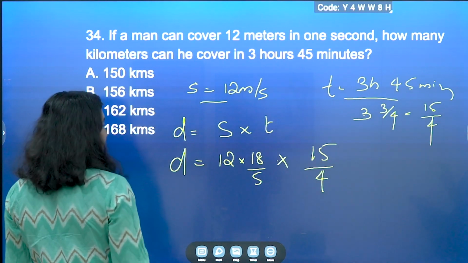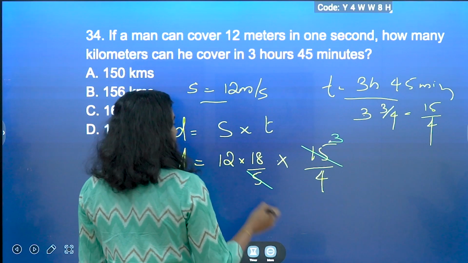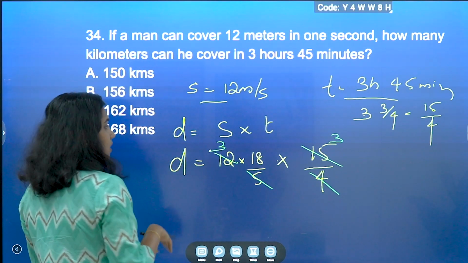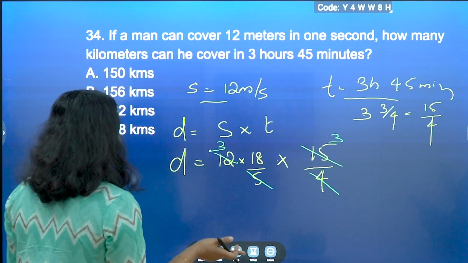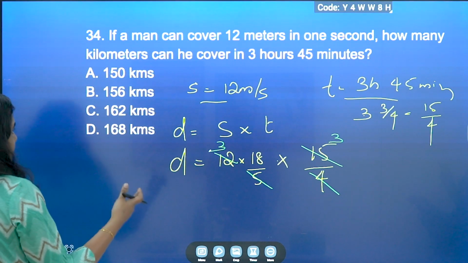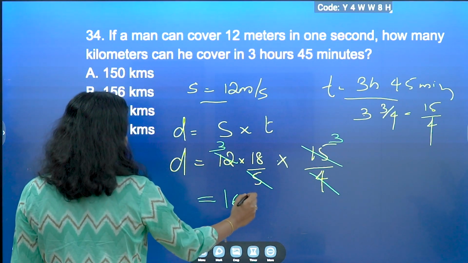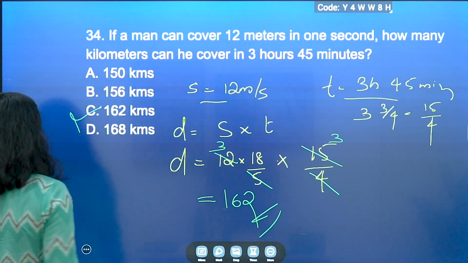So here you can simplify this. So when you simplify, you will get 3 into 18 into 3, that is 9 into 18. So when you do 9 into 18, you will get 162, right? 162. Option C is the answer.